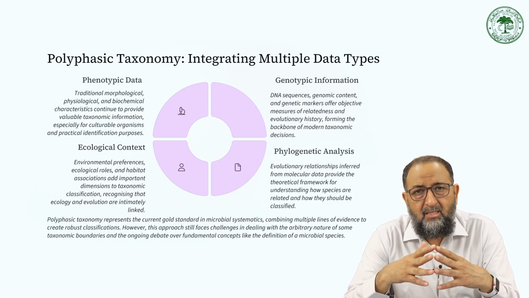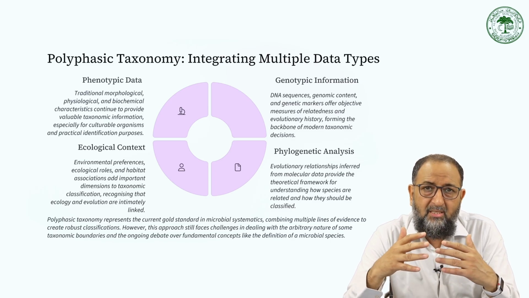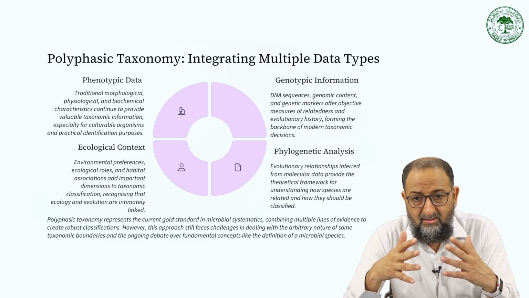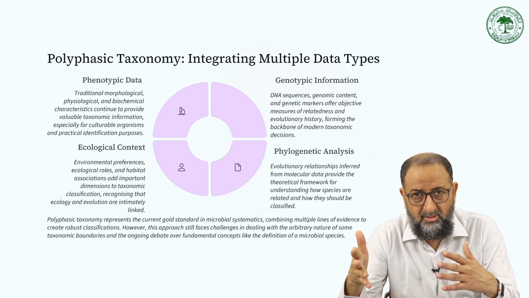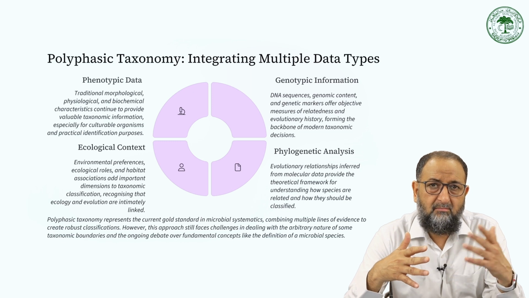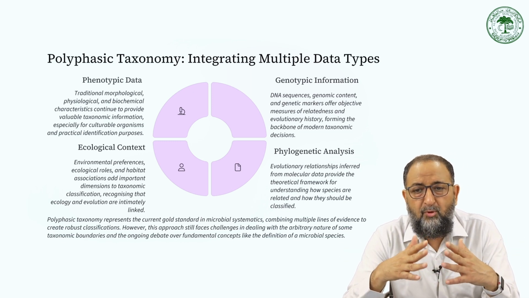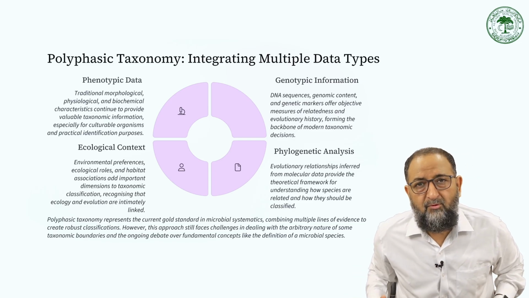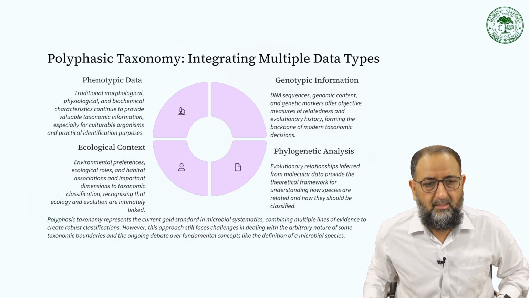So the genetic markers offer objective measures of relatedness. Now these markers can be studied through relatedness: how they are related, how many markers you identify, how these markers are related to other species, or how these markers are related to species number 1, species number 2, and so on, forming the backbone of modern taxonomic decisions. So the modern method of genotype information is very, very important to precisely identify a particular individual.